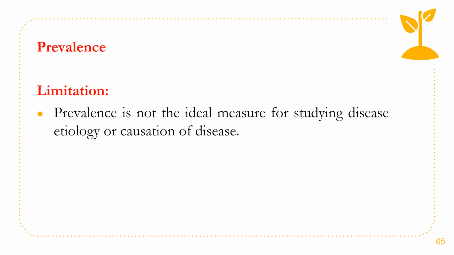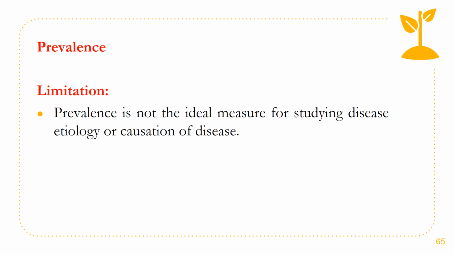A limitation of point prevalence is that it is not the ideal measure for studying diseases, etiology or causation of diseases. For example, if we go to a camp and check dental caries, at that moment we will see only the existing dental caries. But if you follow the same sample, we can see how many of them will have new dental caries over a period of 6 months or 1 year. So this will give only the burden of disease, but etiology or other things we can't check from the prevalence.